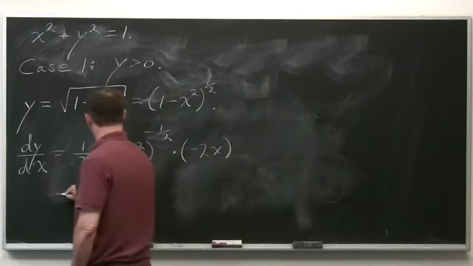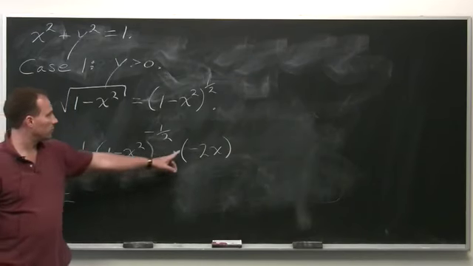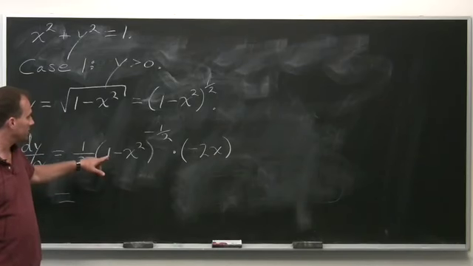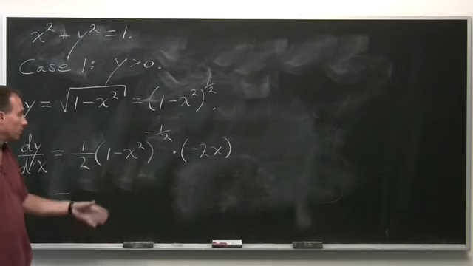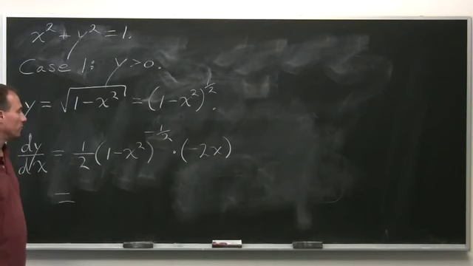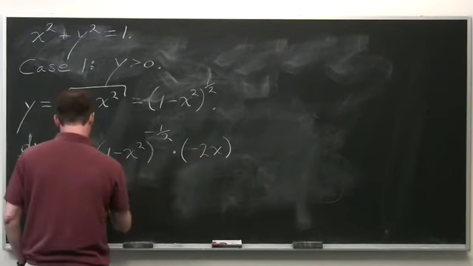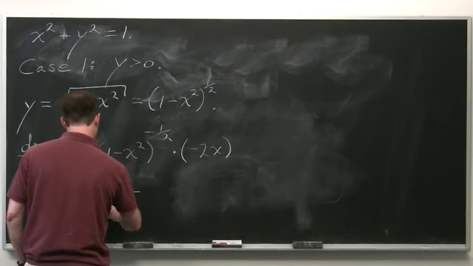If you simplify this, the 2 cancels with the 2. You're left with a minus x, and then times a 1 minus x squared to the minus 1/2. That's 1 over 1 minus x squared to the positive 1/2. So 1 over the square root of 1 minus x squared with a negative x in the numerator. So you get negative x over the square root of 1 minus x squared.